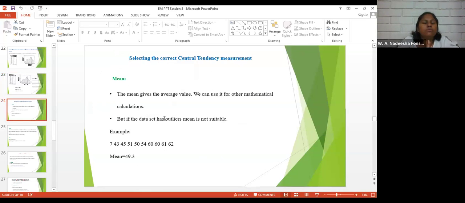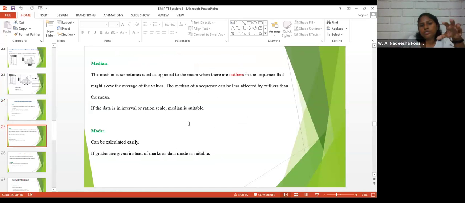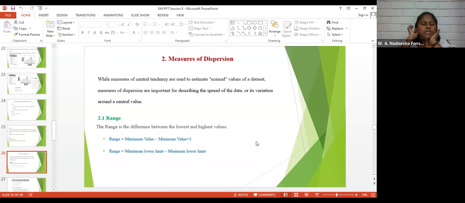So here we discuss where we can use the mean. The mean gives the average value, and that is a good value. But if there are outliers, we can't use it. If there are outliers, we can use the median. When finding the median, we consider only the mid value. There we don't calculate the outliers. So if there are outliers, the median is the suitable one. Then the mode can be calculated easily, but it is not a good method. But if you want to get the idea quickly, it is suitable. Then we went to measures of dispersion.